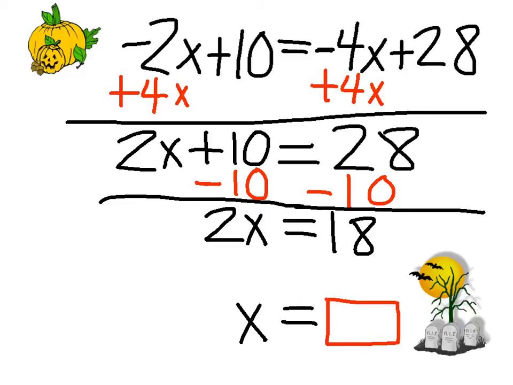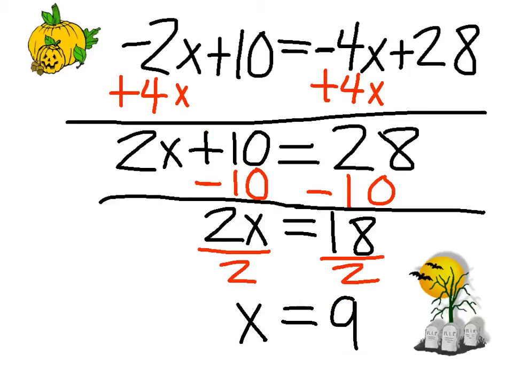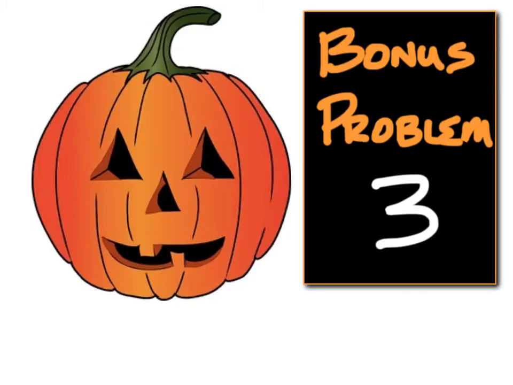Okay, our next step would be subtract 10 from both sides. When we do that, our 10s become 0. 10 minus 10 is 0, so we have 2x is equal to 18. What's our final answer? Go ahead and bring it up. Okay, after we divide by our coefficient, which is 2, we get x on the left and on the right, 18 divided by 2 gives us 9.